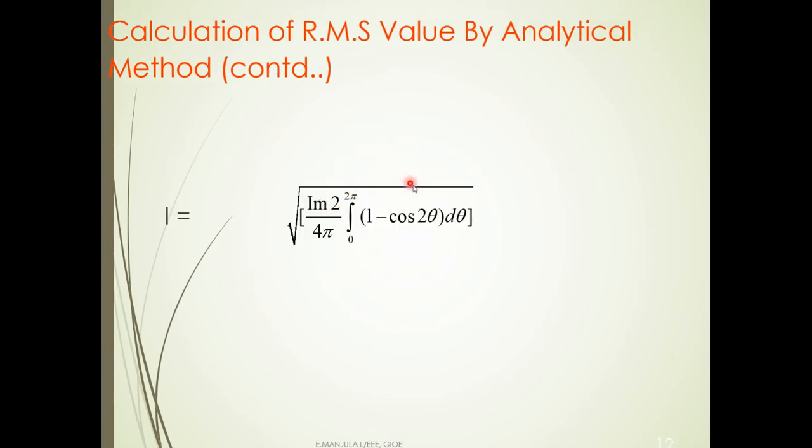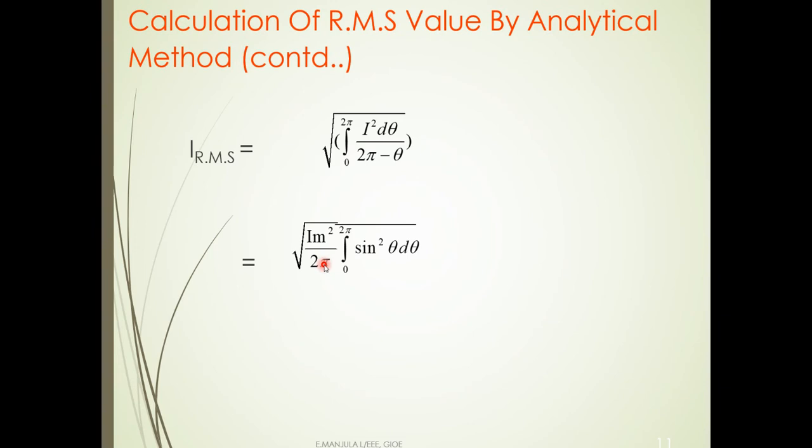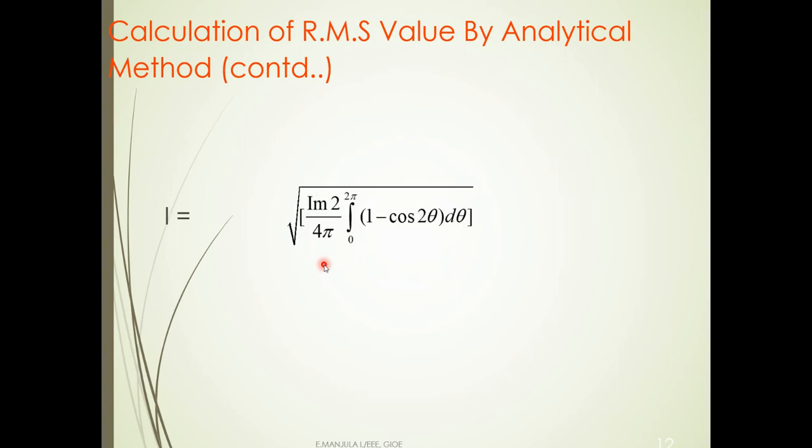So what is sine square? Sine square theta is equal to 1 by 2 into 1 minus cos 2 theta. So 1 by 4 pi here. I maximum square by 4 pi, integral from 0 to 2 pi of 1 minus cos 2 theta d theta. So we have to substitute 2 theta in this place, so this becomes theta minus sine of 2 theta divided by 2, from 0 to 2 pi.